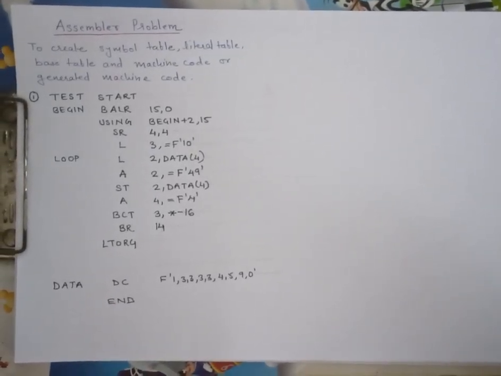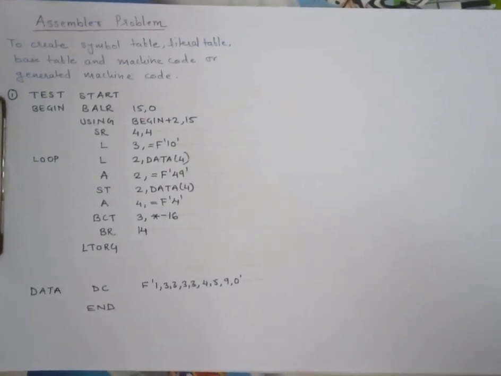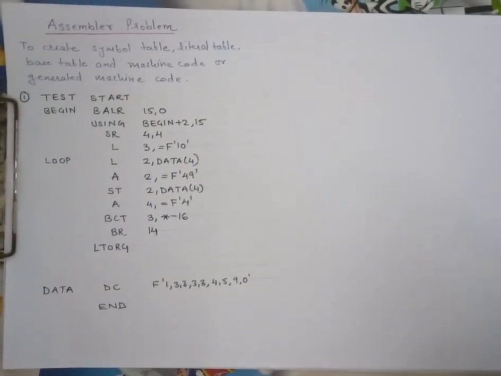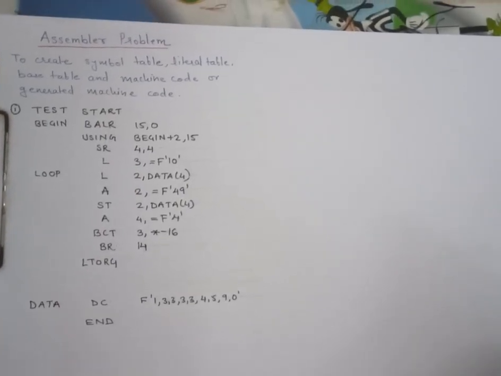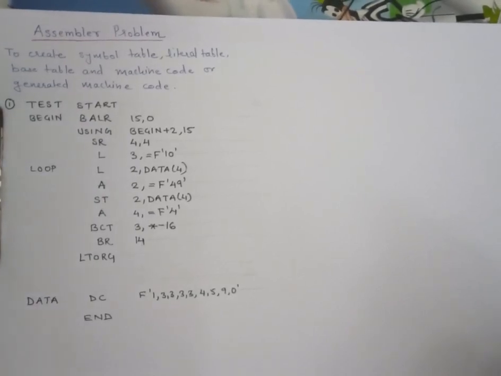Hello friends, today I am going to teach you the assembler problems of system programming. So this is the problem. We have to create the symbol table, literal table, base table and machine code, or we can say the generated machine code for the problem given.